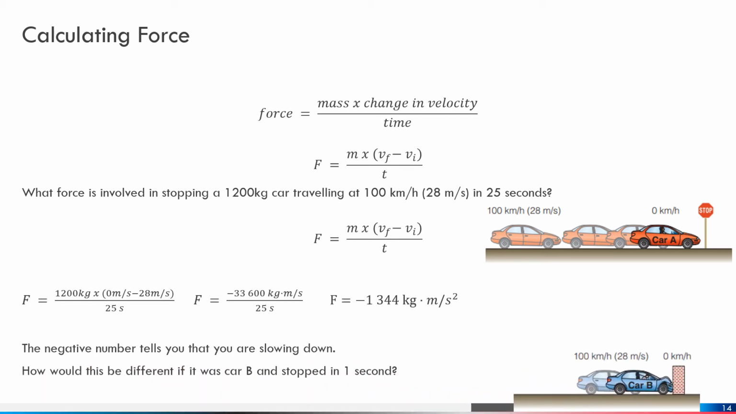Now, what happens? Oh, we saw it fly in. If all of a sudden, instead of dividing by 25 seconds, we divide it by 1 second like we see for car B, how would that change? If you want to, take a second, write it out.